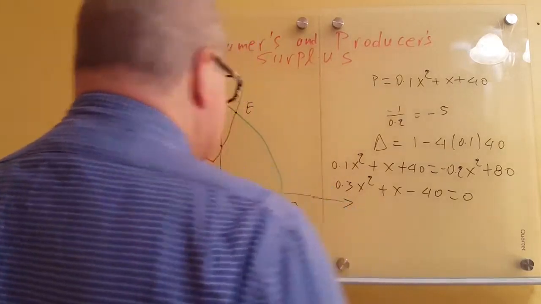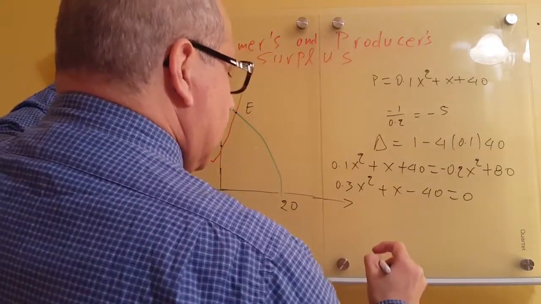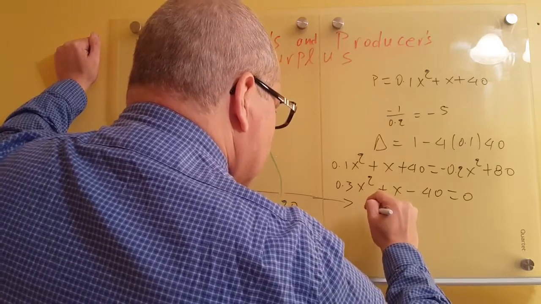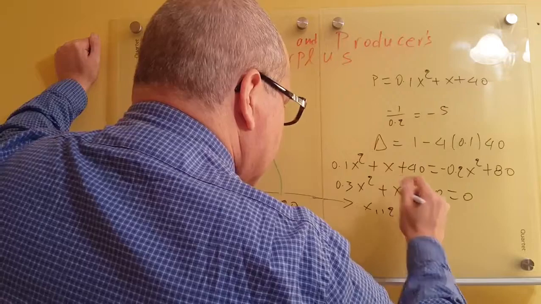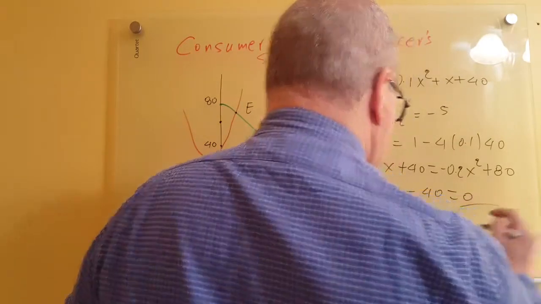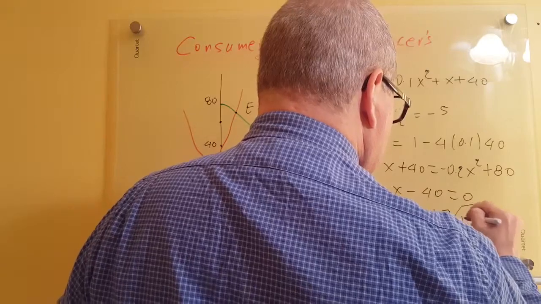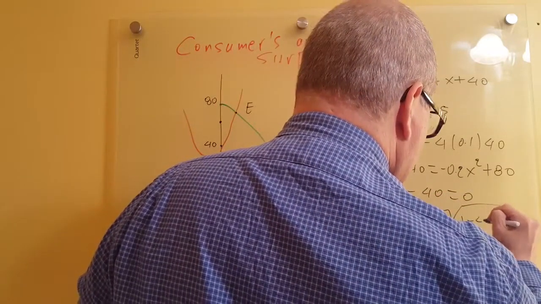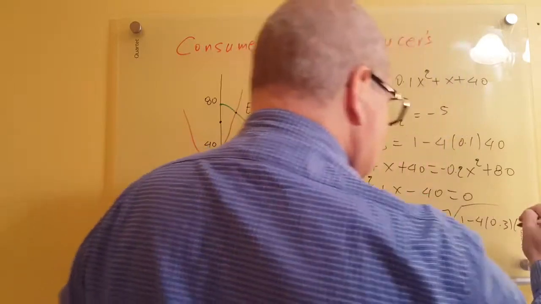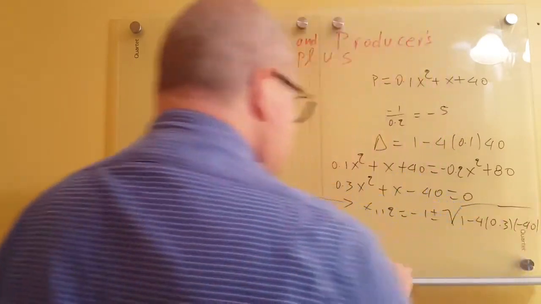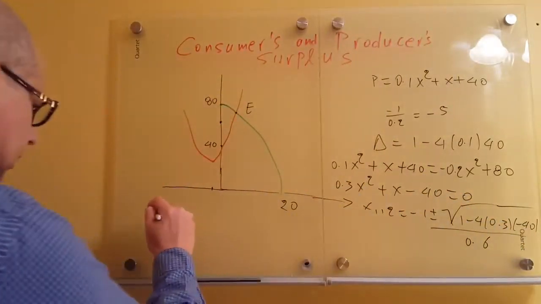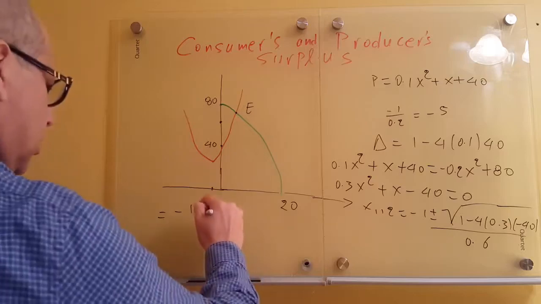So what are the roots of this? If you take the formula that gives you the roots, x1,2 is equal to minus b, which is 1, so minus 1 plus or minus the square root of 1 squared, which is 1, minus 4 times a, which is 0.3, times the negative 40, over 2 times 0.3, which is 0.6. And this will be minus 1 plus or minus.